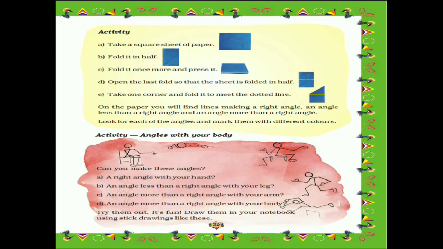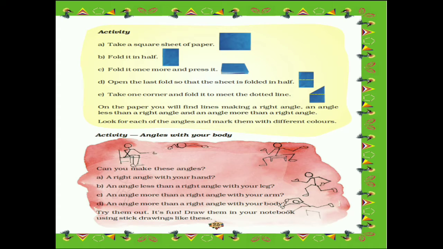So there is an activity given to you. Let's see what is given. Take a square sheet of paper, fold it in half, fold it once more and press it. Open the last fold so that the sheet is folded in half. Take one corner and fold it to meet the dotted line. On the paper you will find lines making a right angle, an acute angle, less than a right angle, and an angle more than a right angle. Look for each of the angles and mark them with different colors.